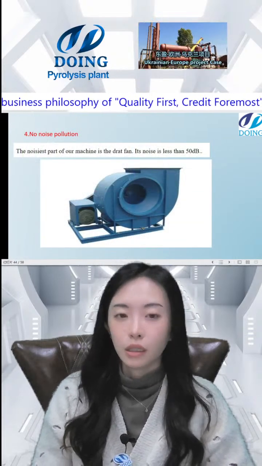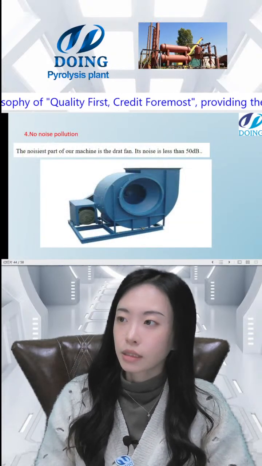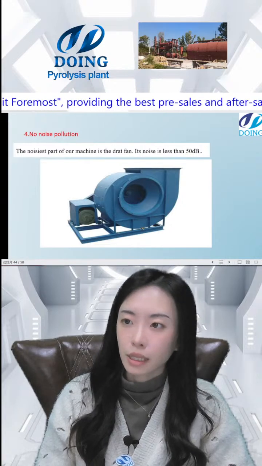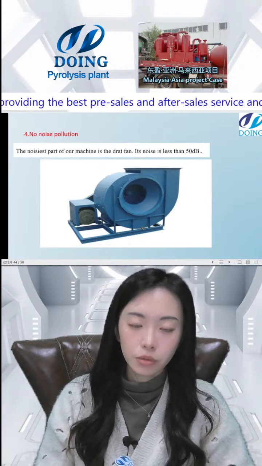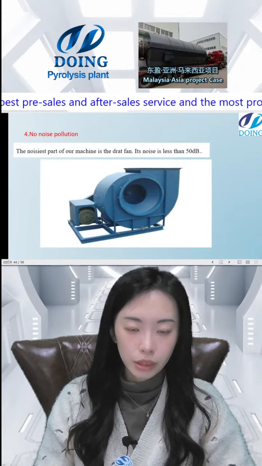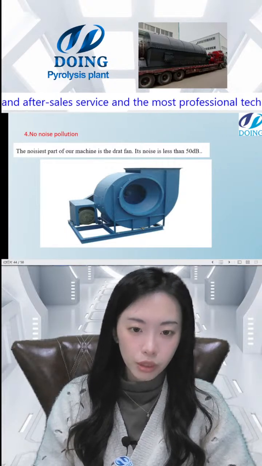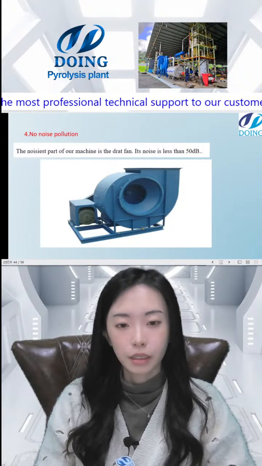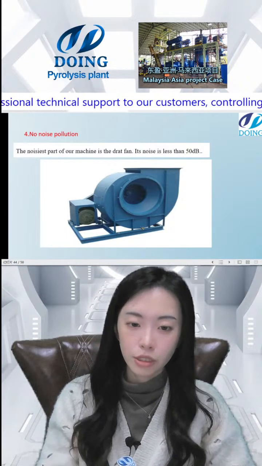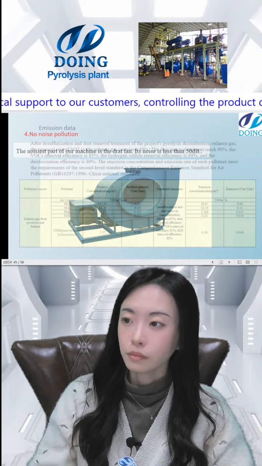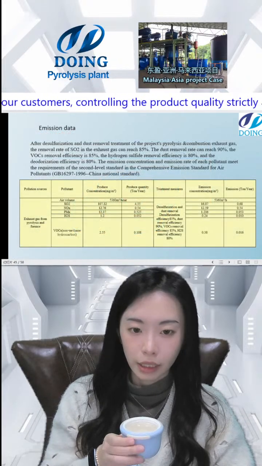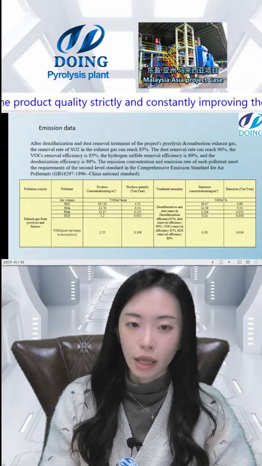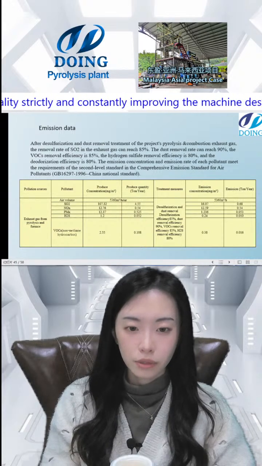And noise pollution, the noisy part of the machine is the draft fan, and it is less than 50 dB. So you don't need to worry about the noise. The industrial standard of noise is lower than 85 dB, so we can reach the standard. This is the emission data that comes from our clients. If you want this, you can just contact us. We will send you this message.